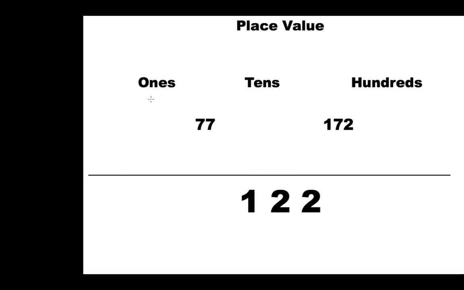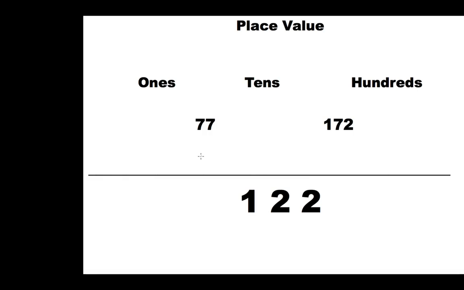Ones, tens, hundreds. It's very important to know this math vocabulary, because when you're looking at a whole number, you need to know the place value of each of those numbers in the whole number. So let's look at our first whole number. That number is 77. That number has 2 digits. Each of those digits holds a place value, or a placement.